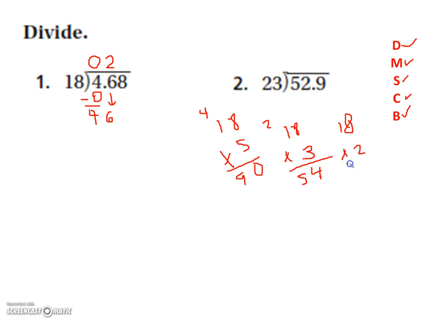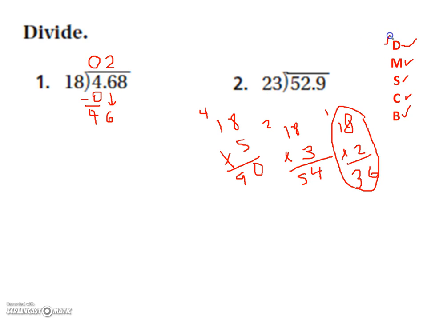18 times 2. 8 times 2 is 16. 2 times 1 is 2, plus 1 is 3. And looks like it goes in 2 times. There's nothing wrong with doing guess and check. As you can see, it takes a bit longer. But if you just round these in your head, you can usually figure out what the next number is or come very close to it.